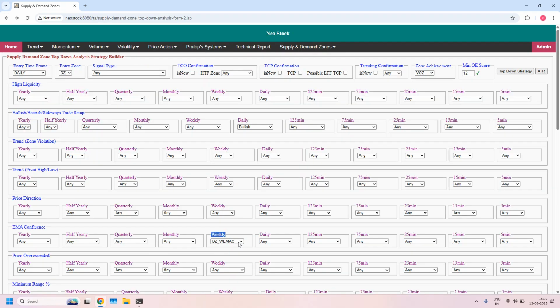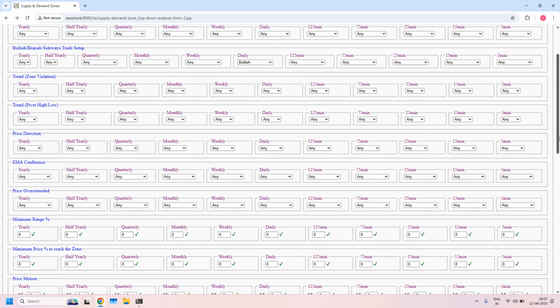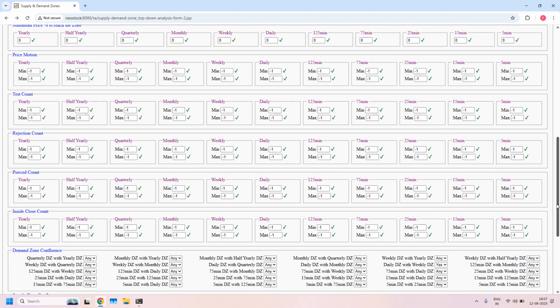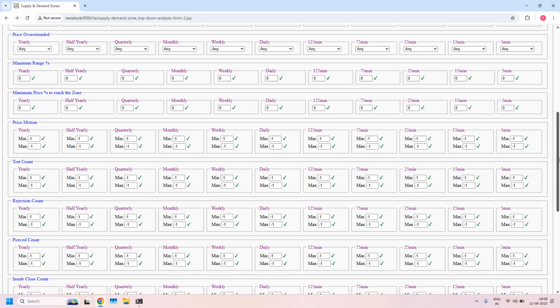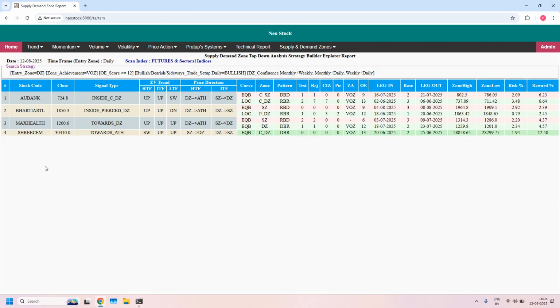I'm going back, removing the ITF EMA filter. So in the demand zone confluence, all the three demand zones, that is the daily, weekly and monthly demand zone confluence, 3 filters we have to set. First filter is daily and weekly demand zone, already enabled. Next, daily and monthly demand zone confluence and weekly and monthly demand zone confluence. By setting all the 3 filters, daily, weekly, monthly demand zone confluence, we got 4 stocks.